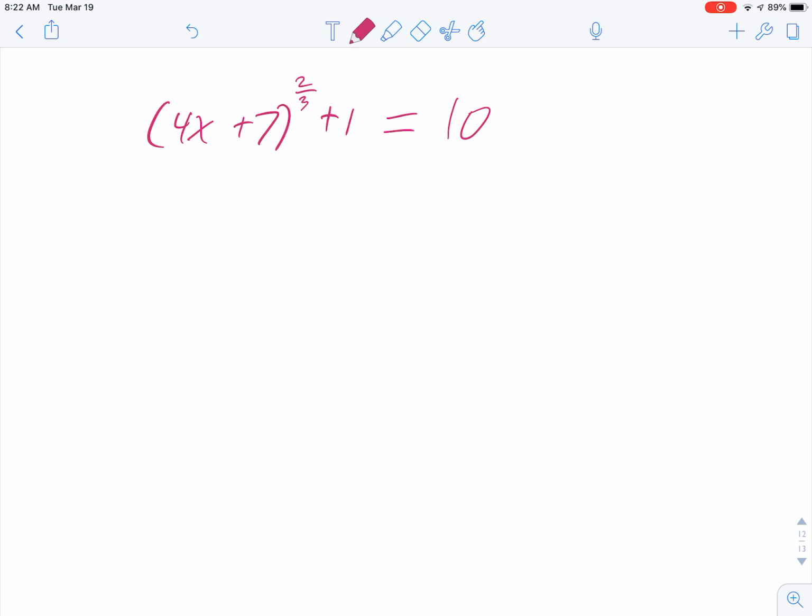Hello everyone, this is Mr. Felt. Before we start this problem, I just want to remind you about working with powers with exponents.